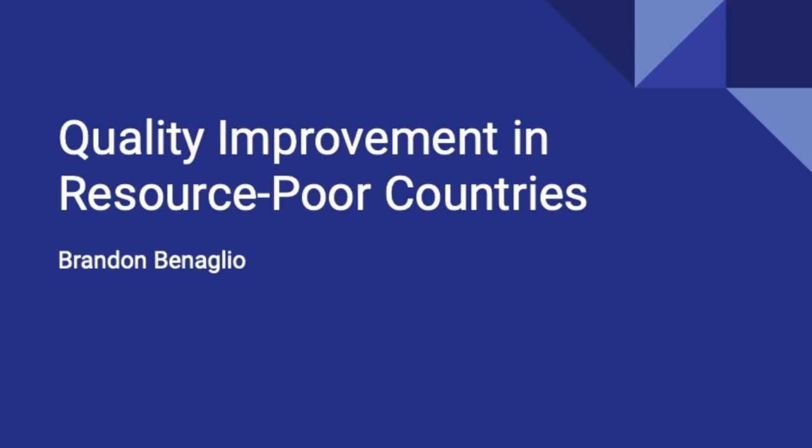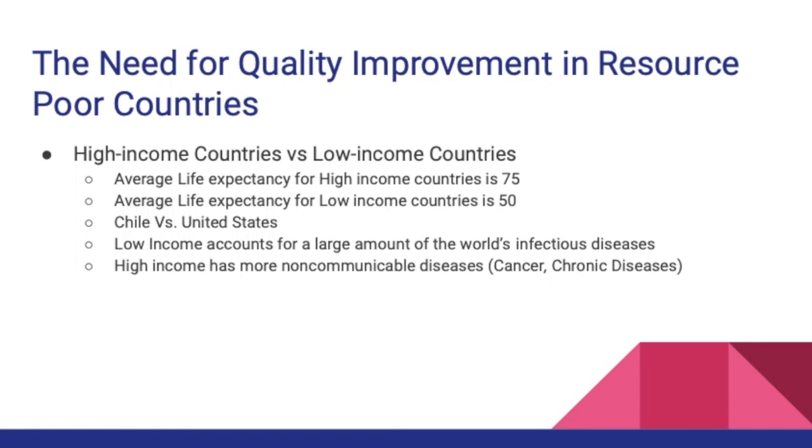Alright, I'm here to explain Chapter 19, Quality Improvement in Resource Poor Countries. This chapter explains the systems that are implemented to improve these poorer areas and how much they are suffering. As you can see here right away, the life expectancy from low to high income is a difference of 25 years, and the low income countries account for a large amount of the world's infectious diseases.